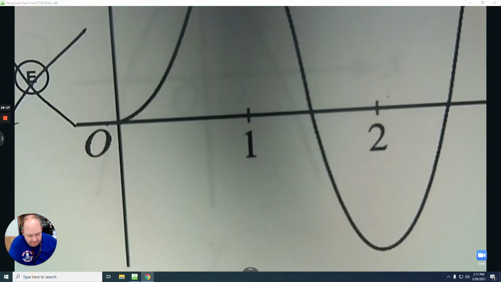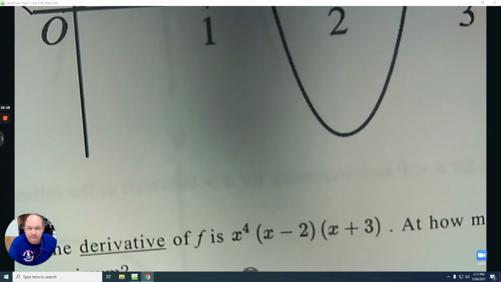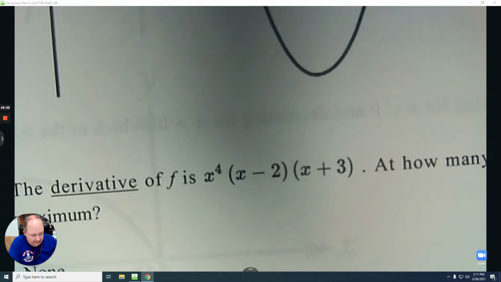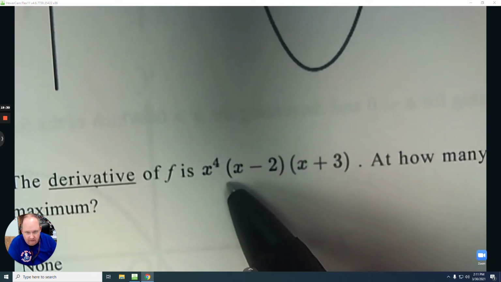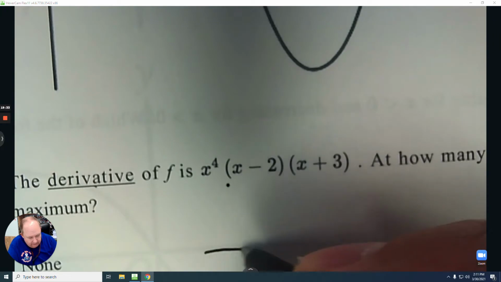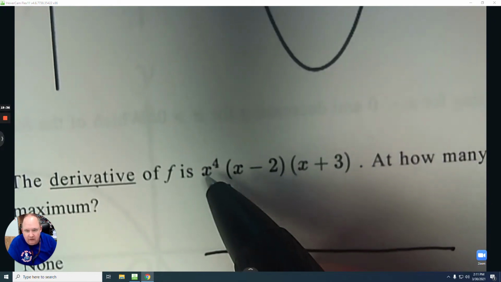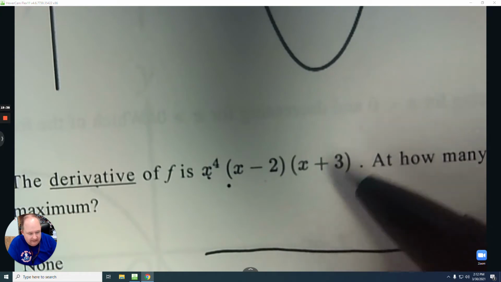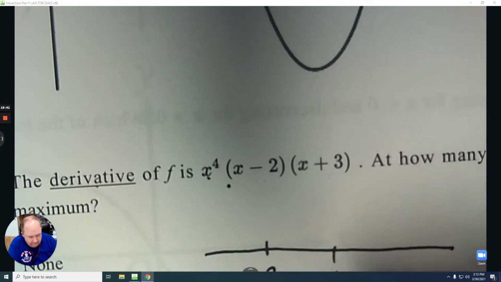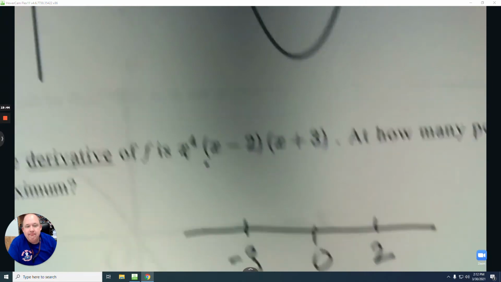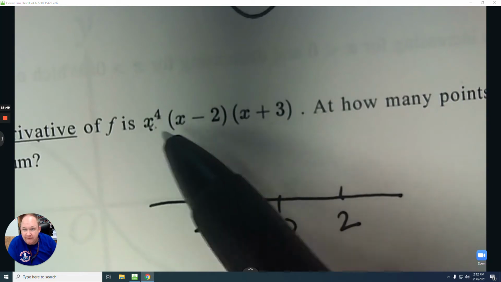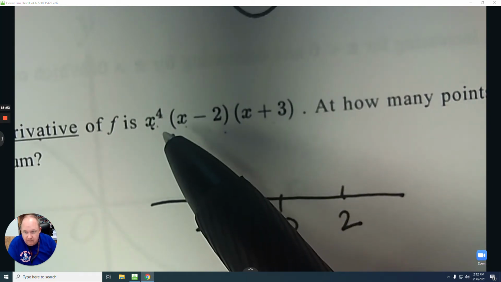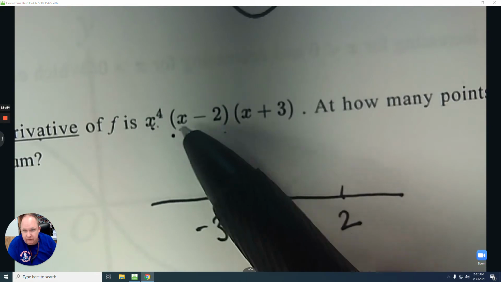Number 35. The derivative is given. At how many points will the graph have a relative maximum? So to find the relative maximum, the derivative is given here. So how many times? So I'm going to draw a number line. So the numbers I'm looking at are 0, positive 2, and negative 3. Those are the numbers that are zeros of the derivative. So what values for x make the derivative 0? So that would be 0, that would be positive 2, and that would be negative 3.